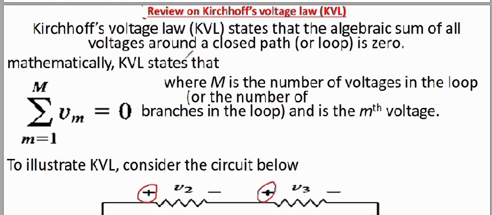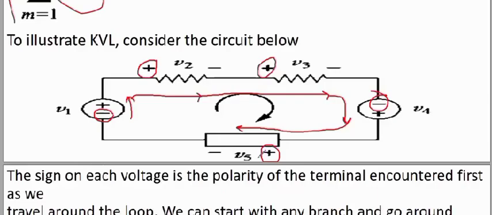Kirchhoff voltage law states that the algebraic sum of all the voltages around a closed path is 0. Mathematically, it is written thus and read as the sum of all the voltages, okay? The sum of all the voltages from the very first voltage to the last voltage in a closed loop is equal to 0. So to illustrate Kirchhoff voltage law, consider the circuit below.